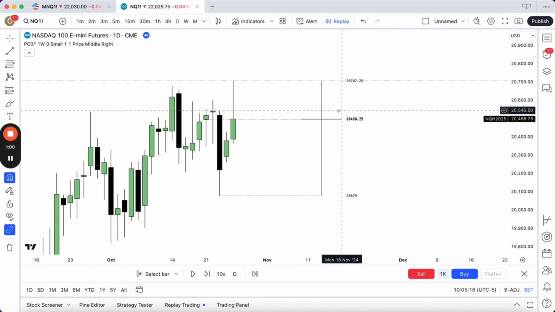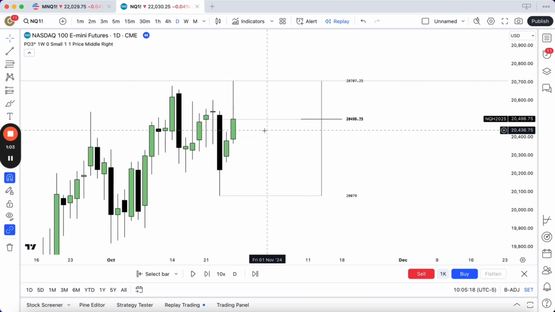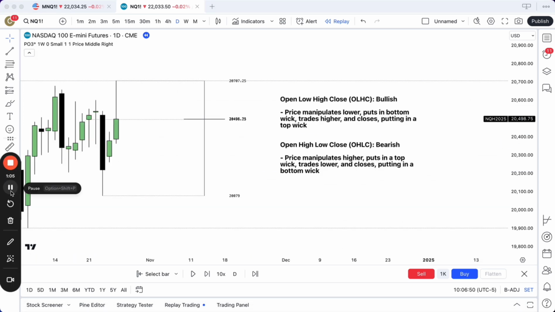Now, I'm going to show you some examples so you understand what I'm talking about, but let me just write it out because it can be confusing. So before I show you any examples, I have it written out for you right here. Open low high close is a bullish formation. Price manipulates lower, puts in a bottom wick, trades higher, and closes, putting in a top wick. And open high low close, which is a bearish formation. Price manipulates higher, puts in a top wick, trades lower, and closes, putting in a bottom wick. Now I'm going to show you an example on the chart so that you can actually see this in real time with the weekly candle.